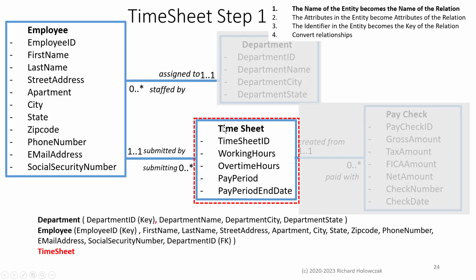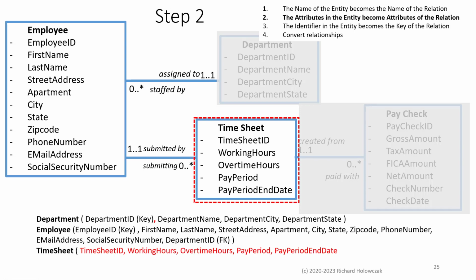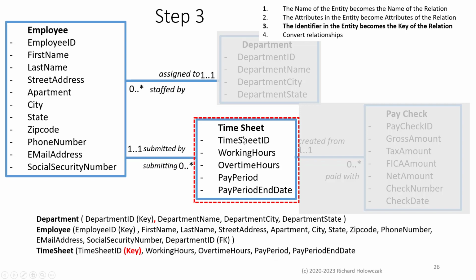Okay, as before, the name of the entity becomes the name of the relation. I've eliminated some spaces and tried to clean things up a little bit just to make it a little bit easier to work with. Second step, we copy in all of the attributes from timesheet ID all the way down to pay period end date. The identifier of the entity becomes the key of the relation. So timesheet ID was our identifier. Timesheet ID down here becomes the key for the timesheet relation.